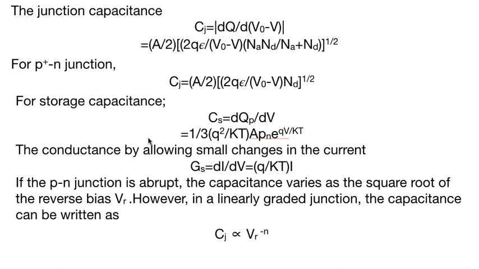Conductance, by allowing small changes in the current, is Gs equals dI over dV. If the P-N junction is abrupt, the capacitance varies as the square root of the reverse bias. If it is linearly graded, then the exponent value is 1 by 3, and if it is diffused, then its value is 1 over 2.5. Remember these values, as instead of an abrupt or step-graded P-N junction, they can ask about a linear P-N junction.